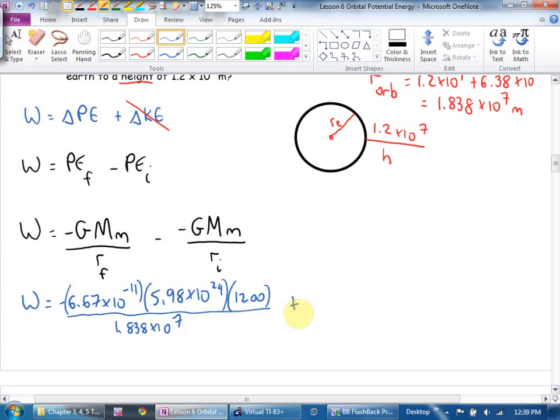6.67 times 10 to the negative 11, 5.98 times 10 to the 24th, 1,200, all divided by, what's my initial radius? Oh, radius of the Earth. Good, I'm starting off on the Earth's surface. Oh, except instead of writing RE, what is it?